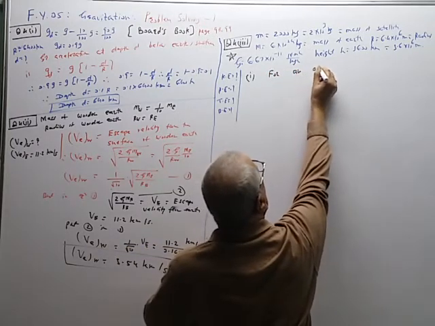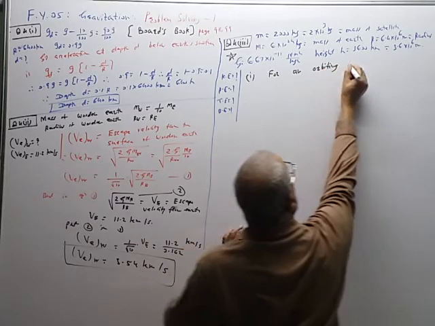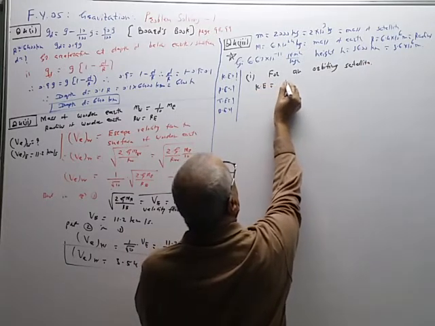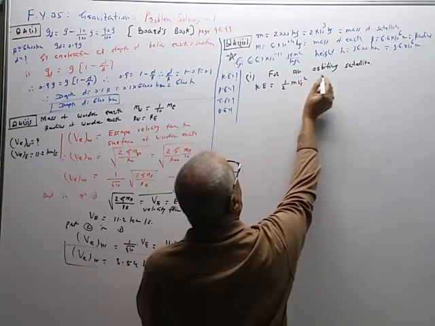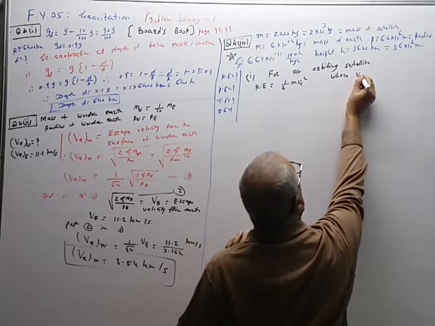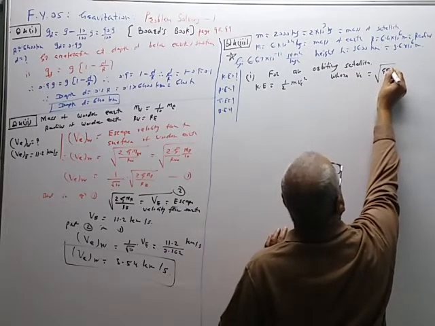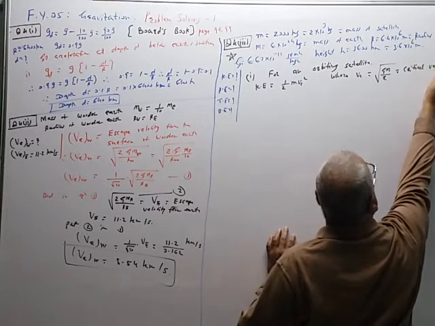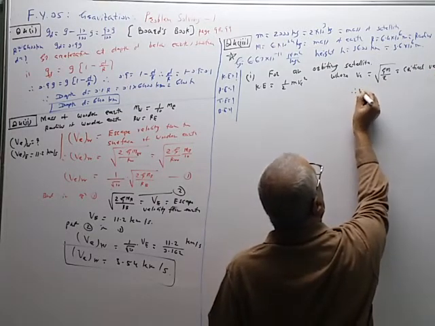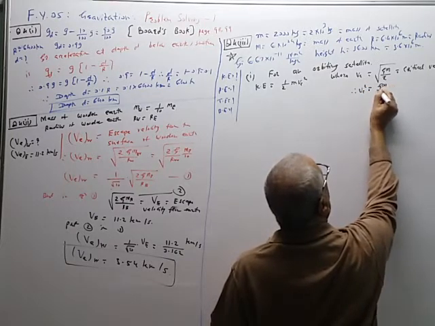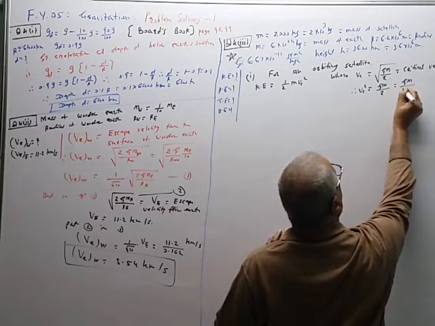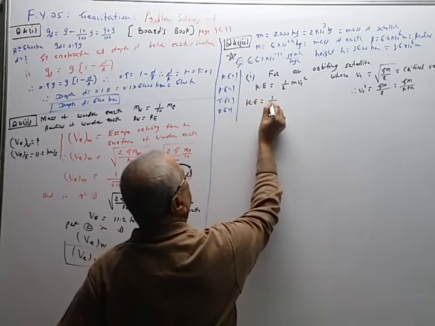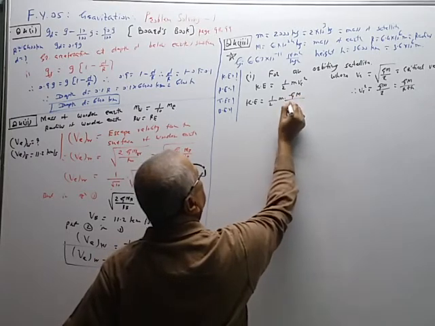For an orbiting satellite, K is equal to 1/2 m Vc square, where Vc is equal to under root GM upon small r, which is the critical velocity. Therefore, Vc square is equal to GM upon small r, where small r is replaced by R plus h, and therefore kinetic energy becomes 1/2 m GM upon R plus h.